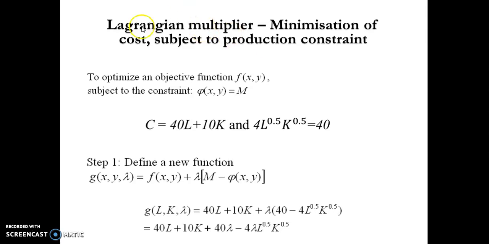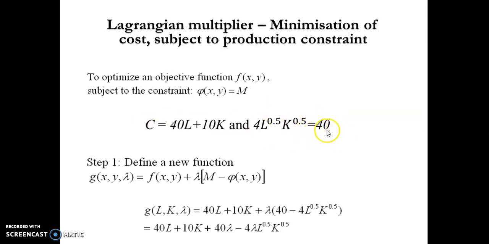So therefore, your objective function now is not going to be the production function. However, your objective function now is your cost constraint, right? So your cost constraint is your objective function, because we want to optimize, we want to minimize cost. So that is the objective function. We need to determine what quantities of L and K is going to minimize cost. And now your constraint is the production constraint of 40.